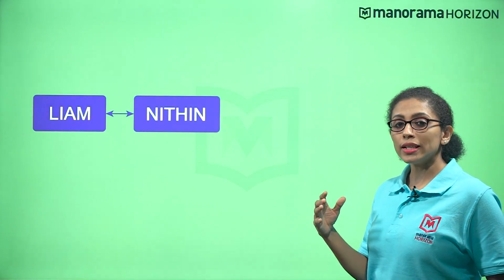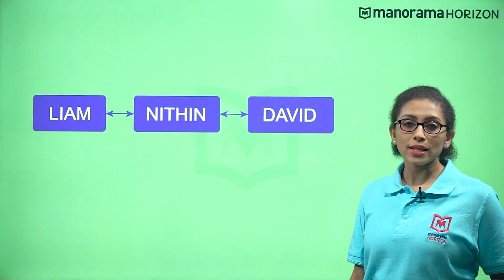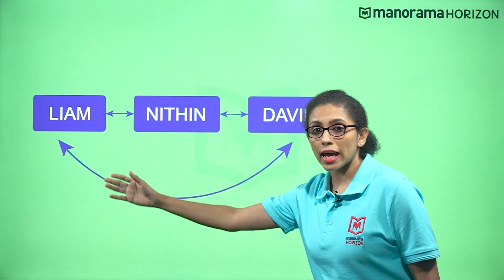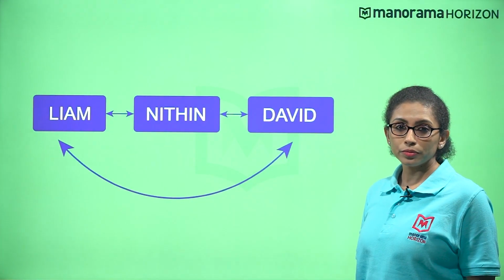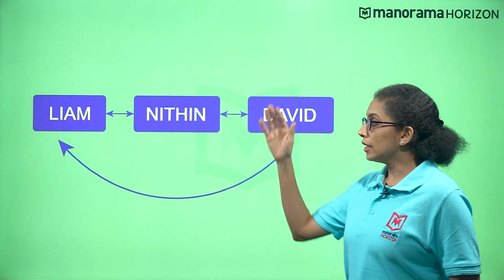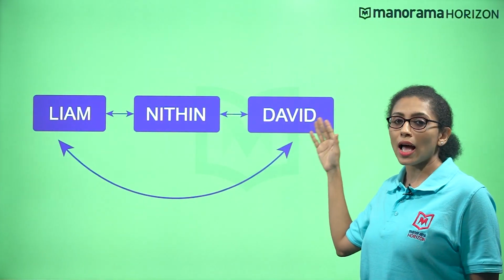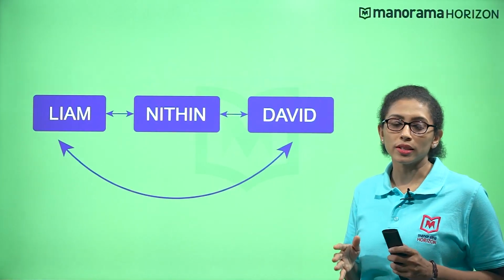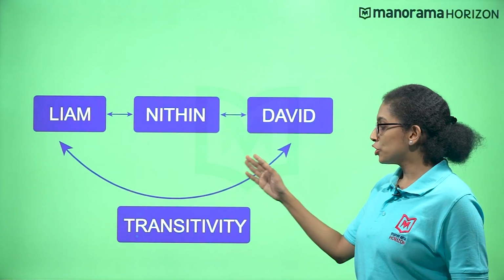Now let's look at a question. If you were told that Liam has the same mobile brand as Nitin and Nitin has the same mobile brand as David, is it safe to say that Liam has the same mobile brand as David? This isn't a tricky question, and you are safe to say that Liam has the same mobile brand as David. It is a simple logic, and the logic behind this question has to do with transitivity.